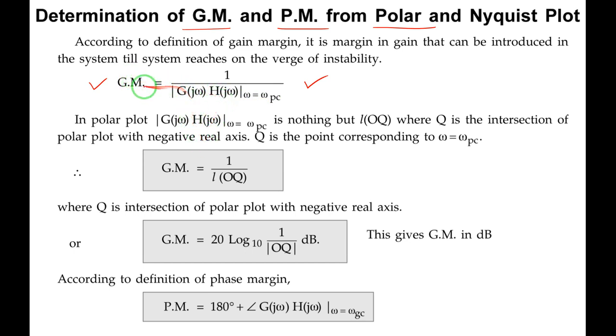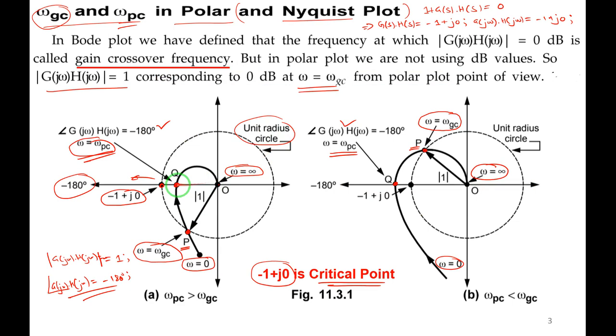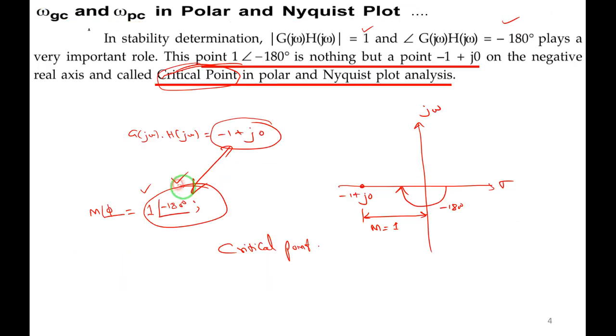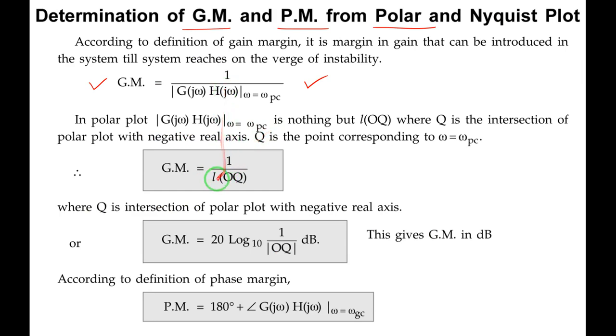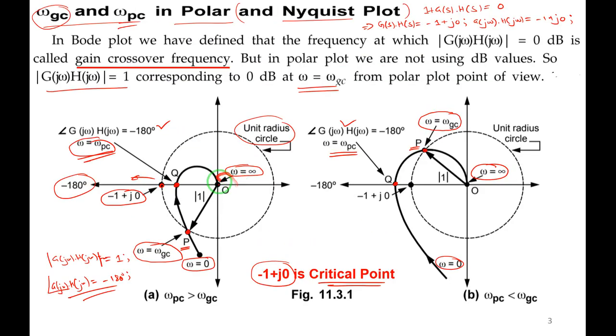Fine, we'll find out gain margin GM, which is equal to 1 by the magnitude of G(j omega) H(j omega) at omega equal to omega PC. It is nothing but the intersection point Q. So omega equal to omega PC will come at point Q, this one. So what is that? It is the length OQ, this distance from O to Q. Is it fine?